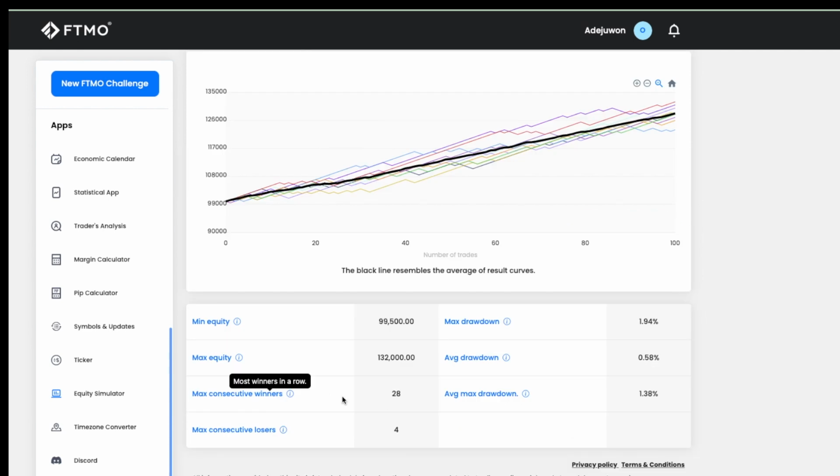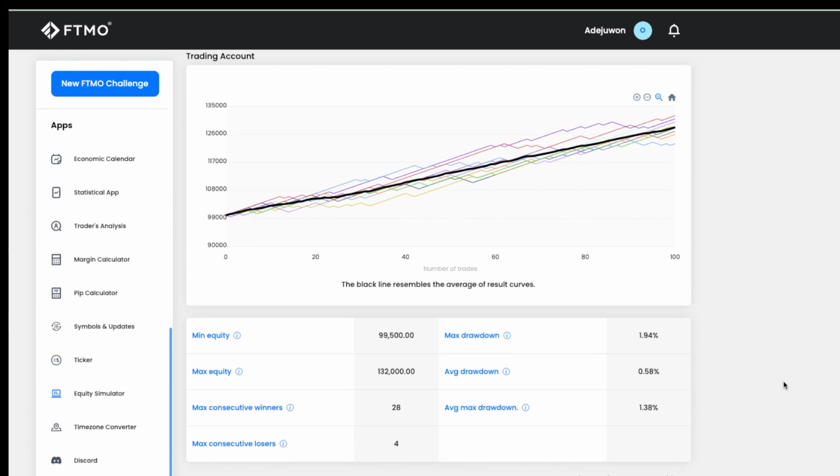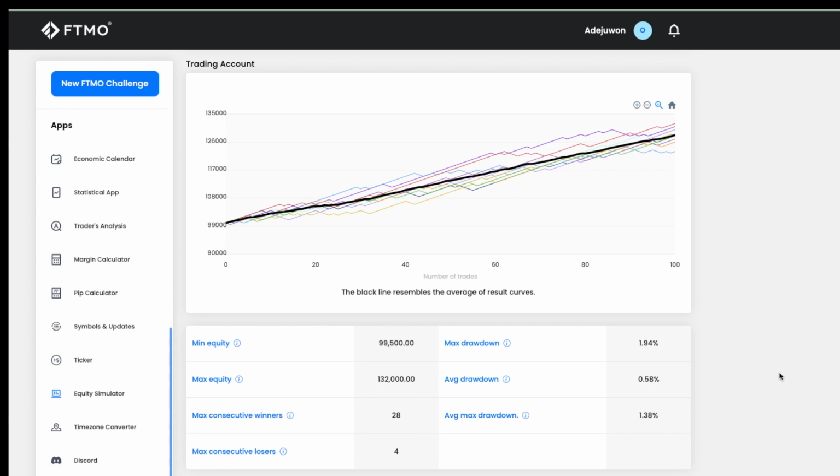And we can see here at the moment you had 28 winners in a row, 4 losers, and you had a max drawdown of 1.94, an average drawdown of 0.58, and an average max drawdown of 1.38. So you were still able to pass this account. Again, remember, this is within 100 trades, just so you understand that.